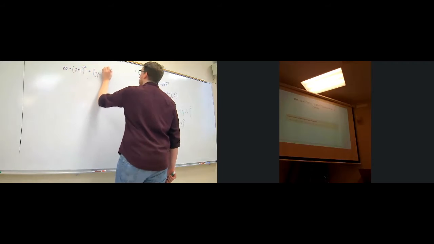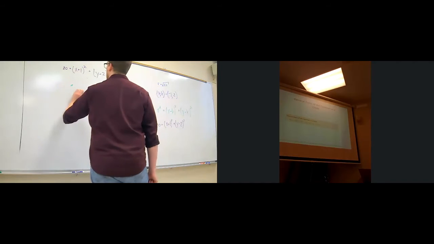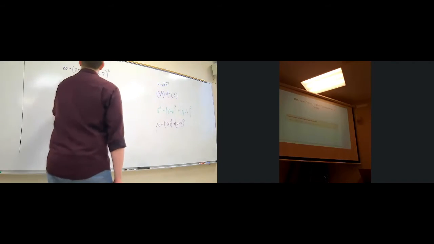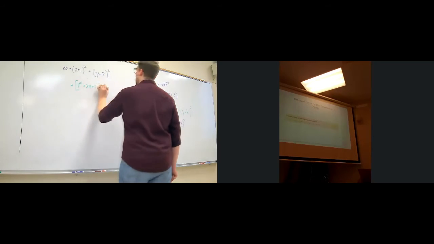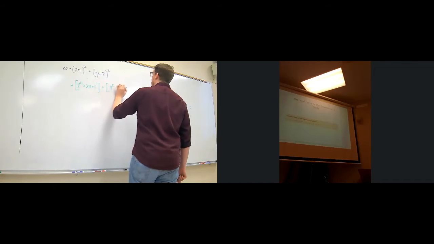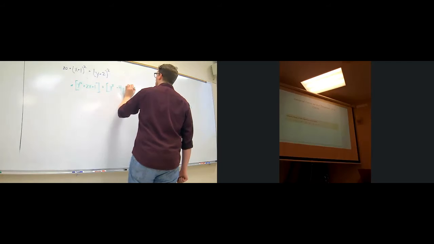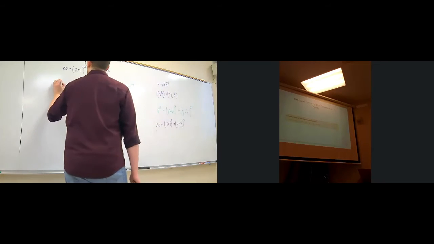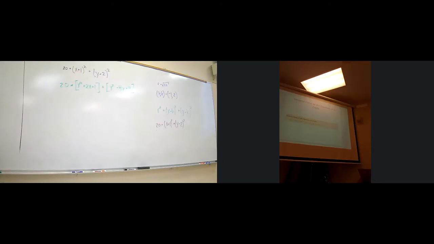I'm going to rewrite all of this over here. 20 is equal to x plus 1, the quantity squared, plus y minus 2, the quantity squared. This can be rewritten as x squared plus 2x plus 1 plus y squared minus 4y plus 4. All of this is equal to 20. Agreed?